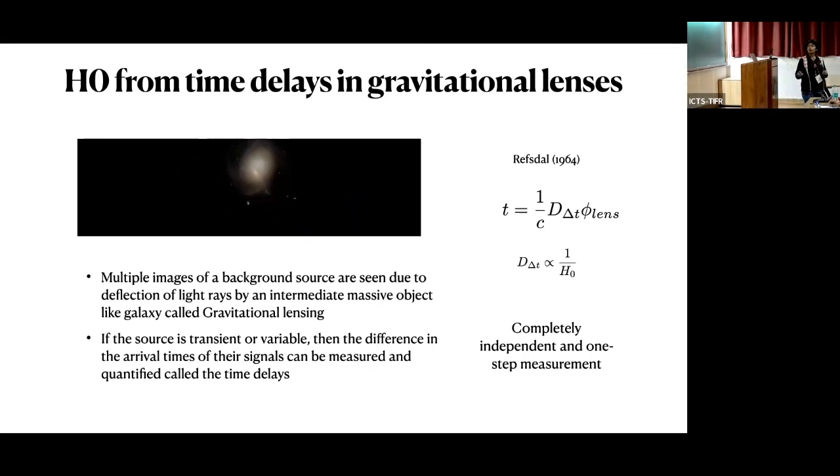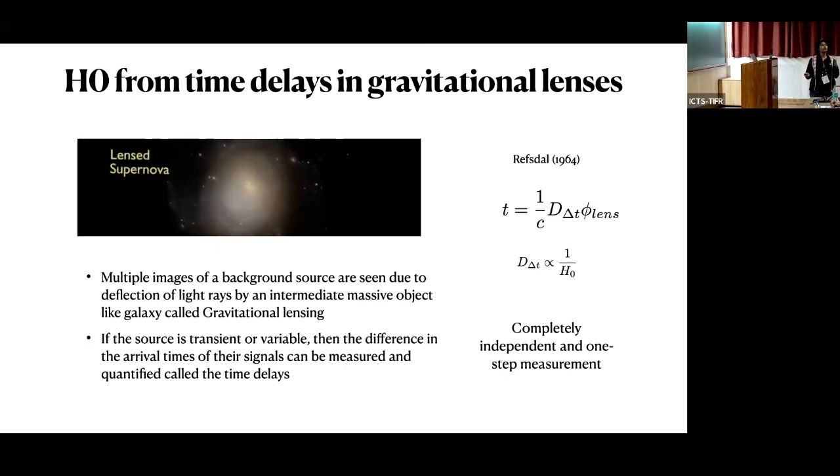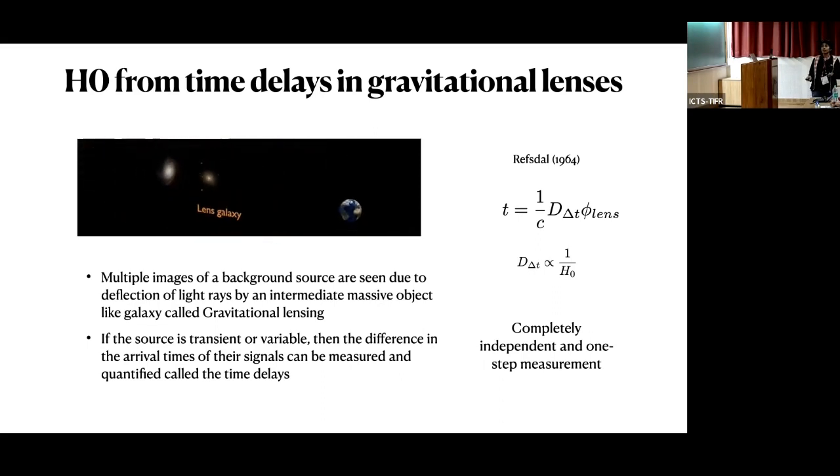What we expect is that when a distant background source is sufficiently well aligned with an intervening galaxy in the line of sight, we can see multiple images of the background source. These multiple images traverse different geometric paths and also experience different gravitational potentials, which introduces a time delay between these multiple images.